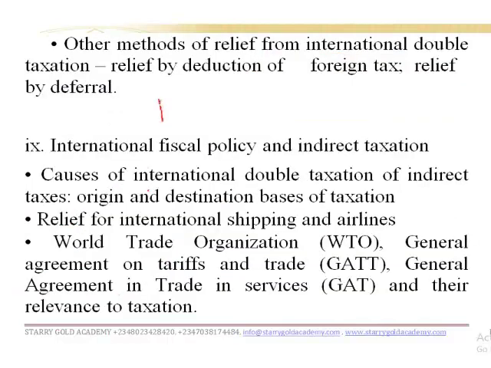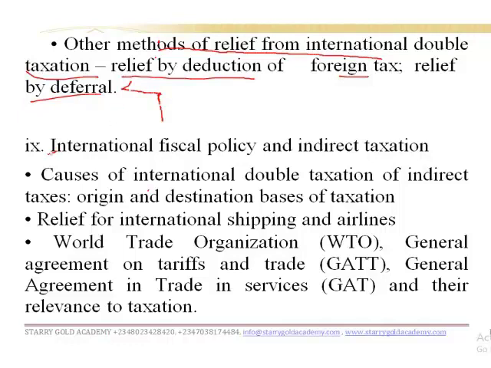Okay, and under that part as well, that is other methods of relief from international double taxation. We shall be discussing other methods of relief from international double taxation, such as relief by deduction of foreign tax and relief by deferral. Are we there?